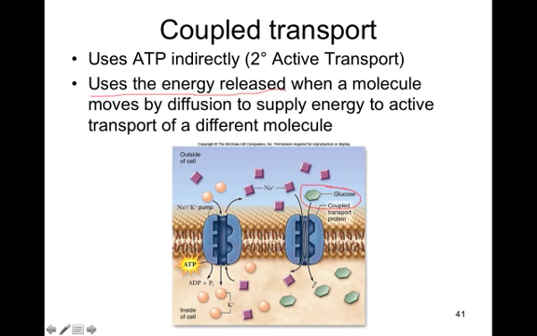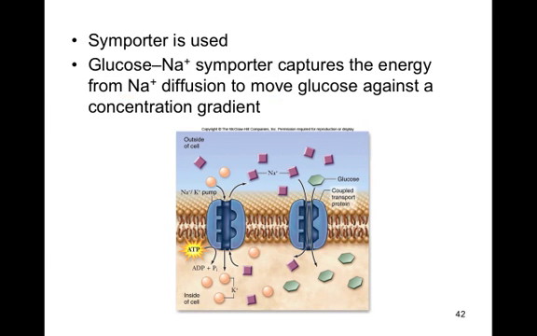In this case, the ATP is used indirectly, thus we call it secondary active transport. The sodium glucose transporter is a symporter, which captures the energy of sodium rushing back into the cell to move glucose against its concentration gradient. Let's take a moment to view another animation to clarify active transport.